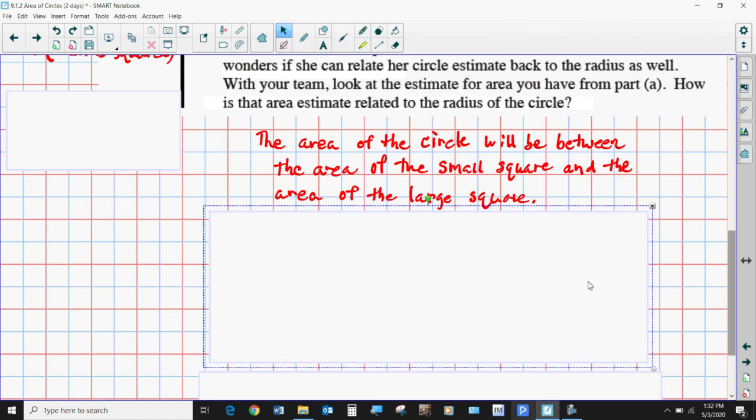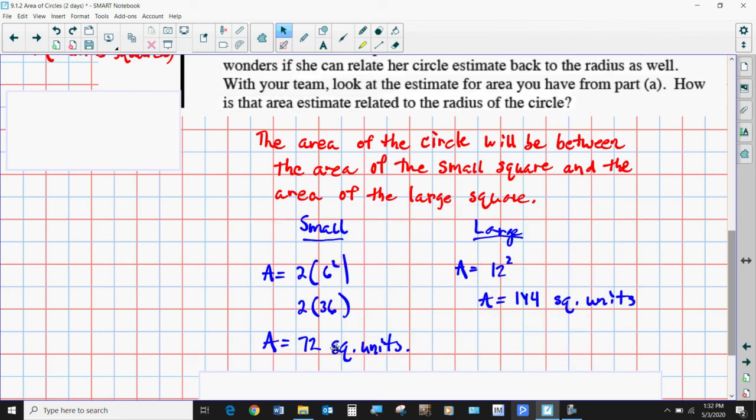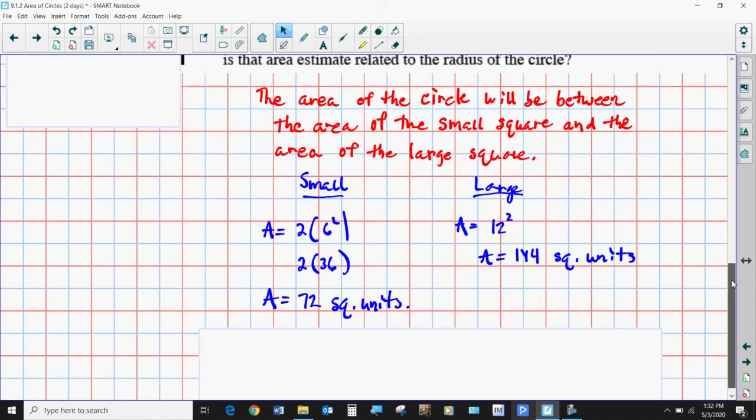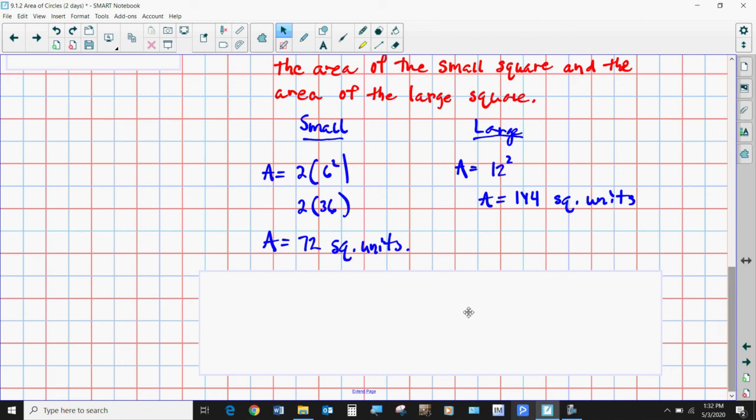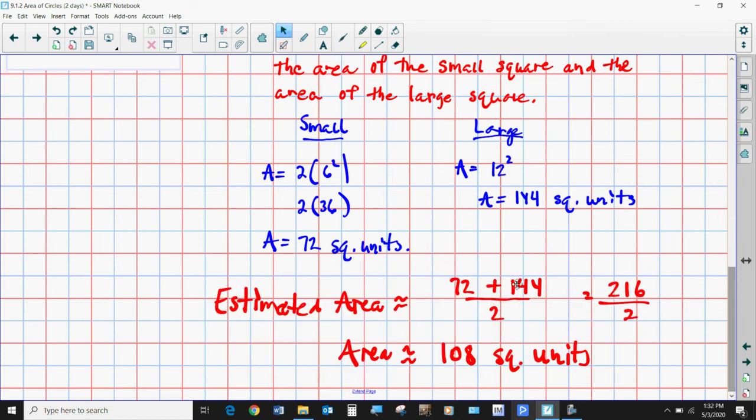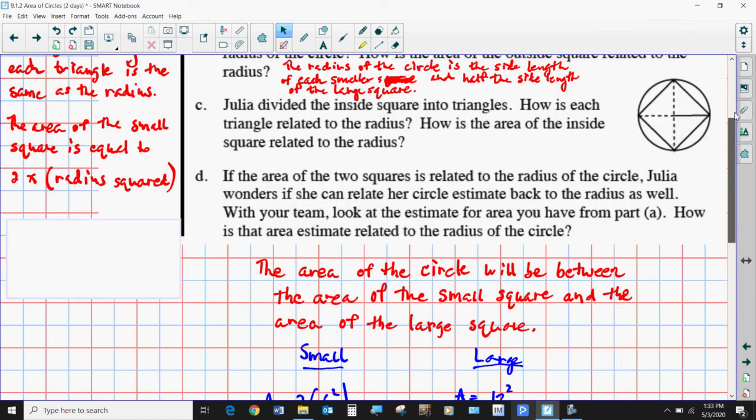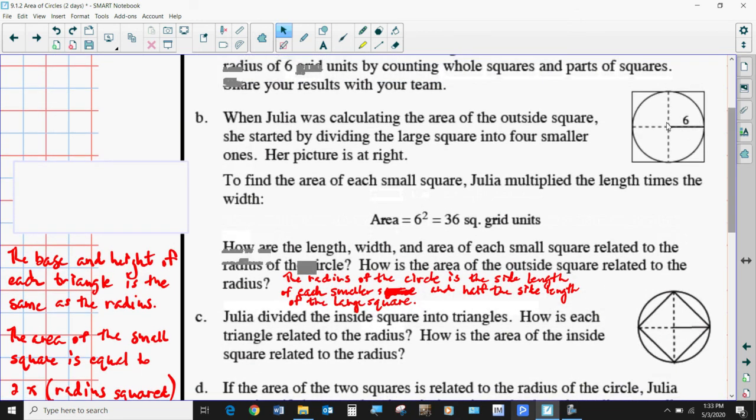What comes next? The smaller one we decided was 72 square units. The larger one was 144 square units, which means that if we use the averaging method, what is going to be the approximate area of this circle with the radius of 6? Well, if you add 144 plus 72, you get 216, and half of that is 108. So I believe that the area of a circle that has a radius of 6 units is going to be approximately 108 square units.